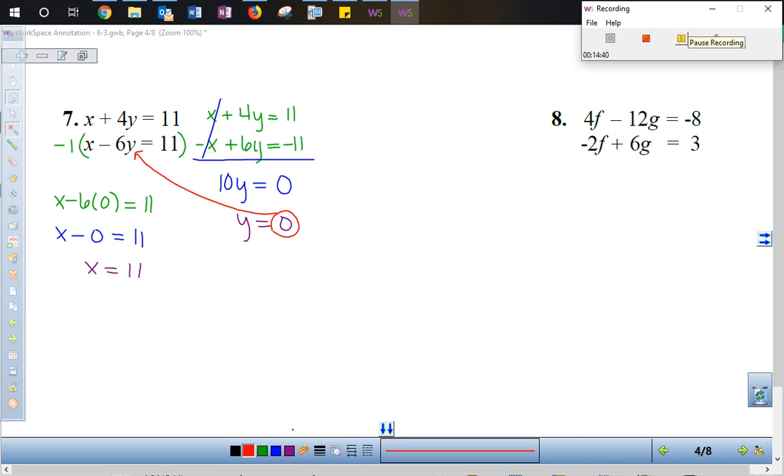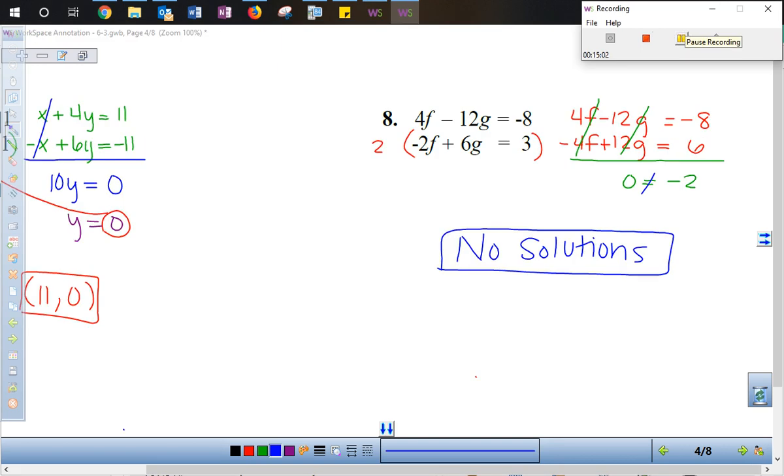So when you solve, you should add them together and get 10y equals 0. Now remember, 0 is a number. So if 10y equals 0, that means y equals 0. Substitute it back in and you should get x equals 11. So your answer is 11, comma 0. Next, what I'd like you to do is pause the video and try number 8 all on your own.